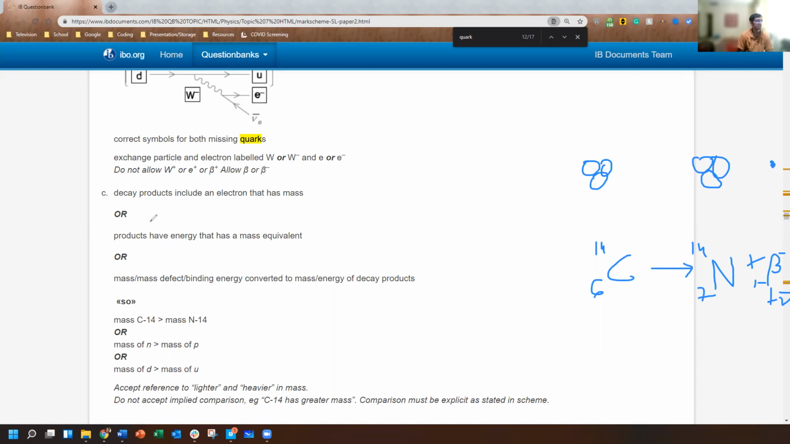But now these other 2 explanations I don't really get. Products have energy that has a mass equivalent. Yeah, but I don't know how that answers the question. A mass defect is converted to mass of decay products. That's kind of what we were saying, but in a more sophisticated form. Okay, anyways, that answers that question.